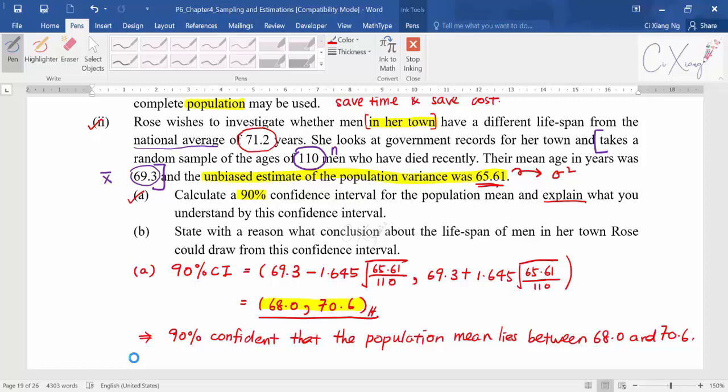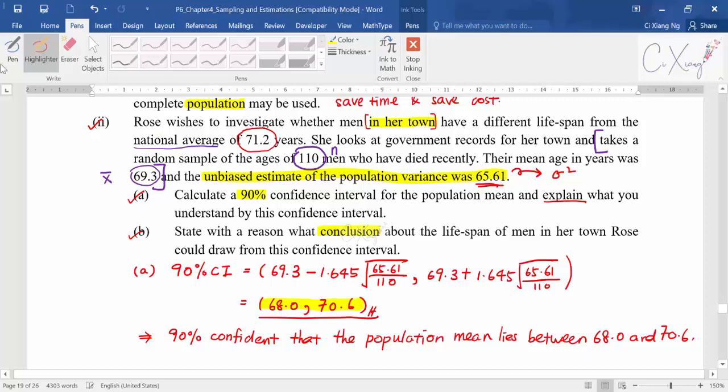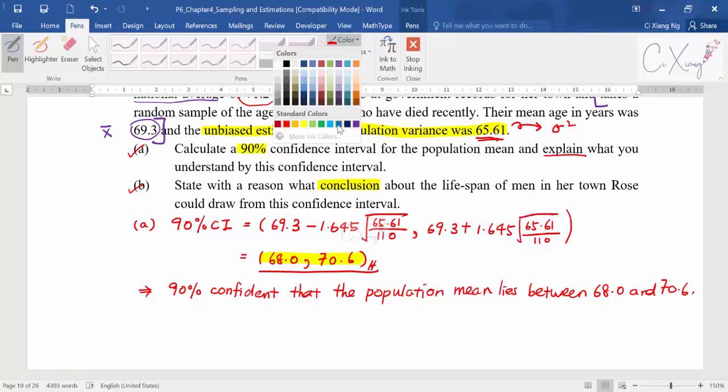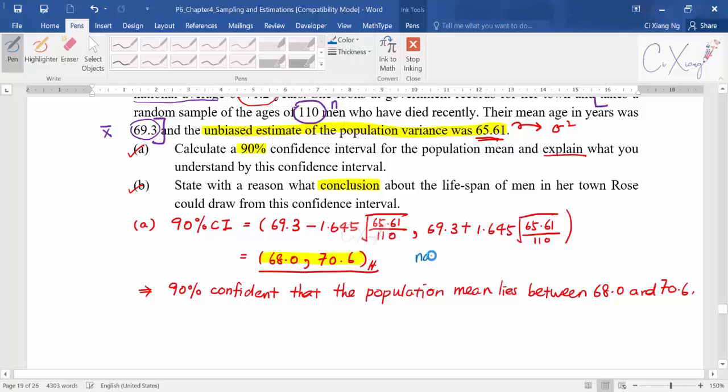All right. Okay, then now we continue to part B. State with a reason what conclusion about the lifespan of men in her town Rose could draw from this confidence interval. So they want you to make a conclusion. By using this sample, it is 68.0 and 70.6. And just now they gave you a national average, right? The population mean.